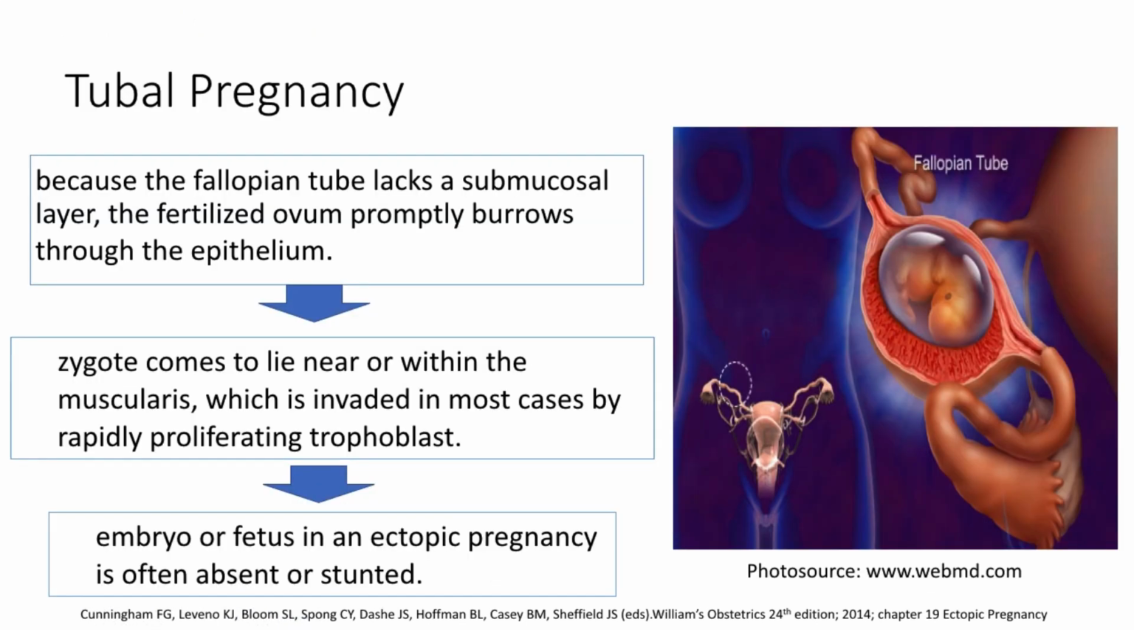Now, because the fallopian tube lacks a submucosal layer, the fertilized ovum promptly burrows through the epithelium. Now, the zygote comes to lie near or within the muscularis of the fallopian tube, which is invaded in most cases by rapidly proliferating trophoblasts. So, the embryo or the fetus in an ectopic pregnancy is often absent or stunted.